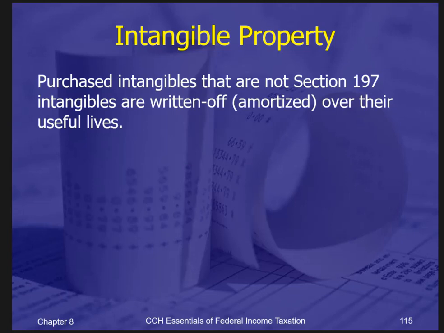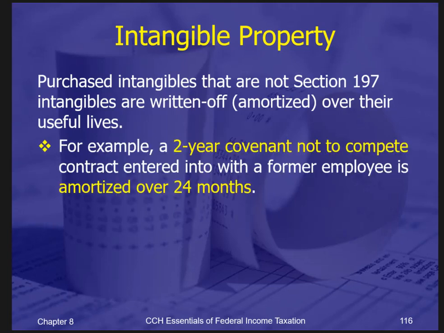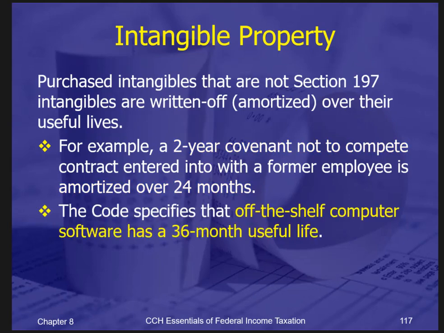You don't have a rule to tell you what their useful life is. For instance, a 2-year covenant not to compete, if not part of the acquisition of a business. Okay, amortized over the 2 years that it's going to last. They do specify that off-the-shelf computer software has a 36-month useful life. So, out of all the others, that's the one that the tax code decided to designate, give an absolute number.